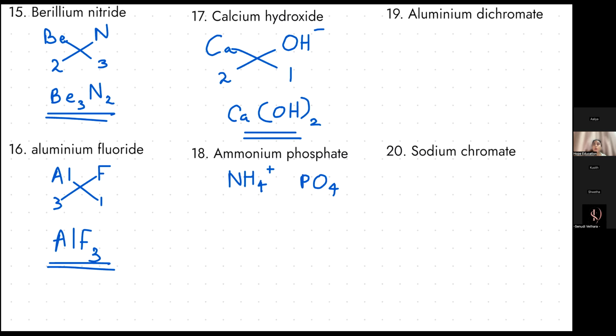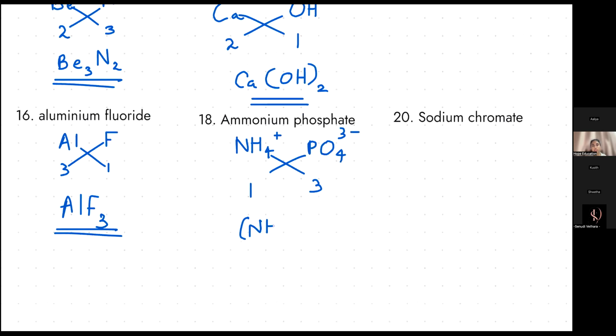Then what is the valency of ammonium? 1. What is the valency of phosphate? 3. Cross-multiplying, ammonium gets 3. We'll have to put brackets. The charge we don't bring to the last answer, right? So ammonium gets 3, phosphate gets 1, so we don't really have to put 1. This charge and this charge we don't put in the final answer. Are these two clear to you? Give me a thumbs up if it's clear.